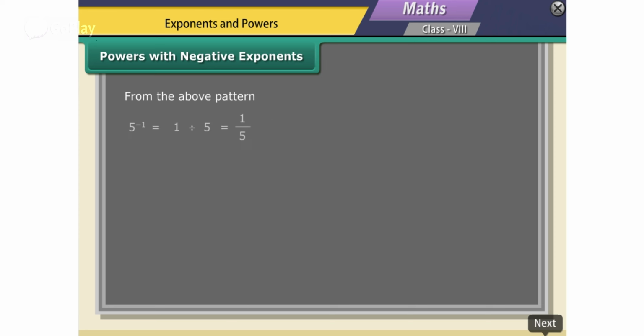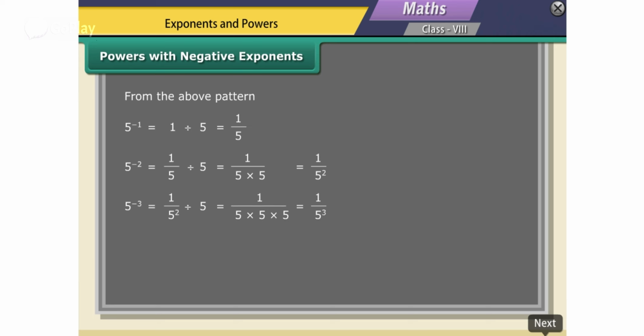From the above pattern, 5^-1 = 1 divided by 5, which is 1 upon 5. 5^-2 = 1 upon 5 divided by 5, which is equal to 1 upon 5 × 5, which is equal to 1 upon 5 square. 5^-3 = 1 upon 5 square divided by 5, which is equal to 1 upon 5 × 5 × 5, which is equal to 1 upon 5 cube.